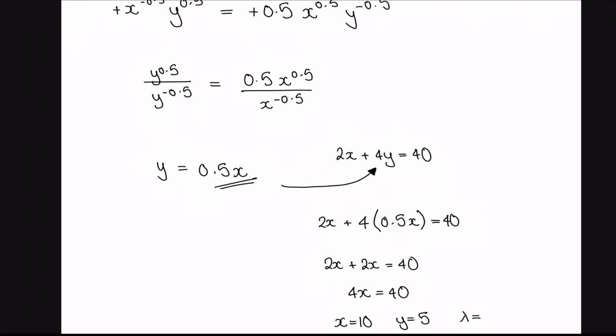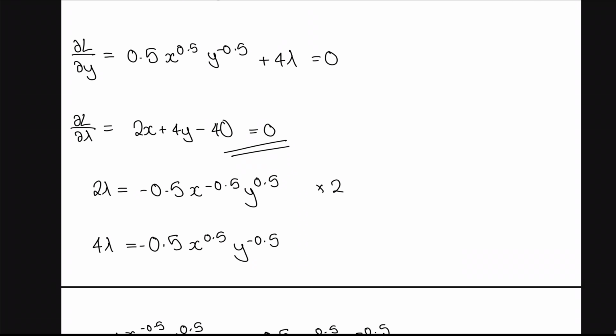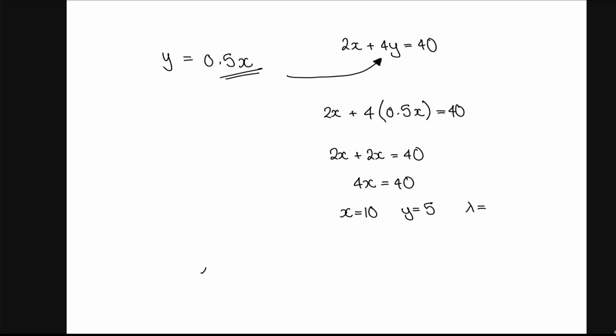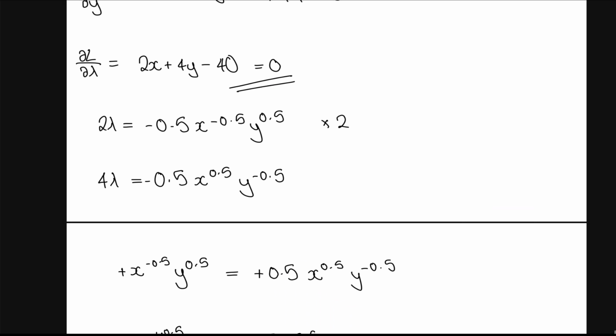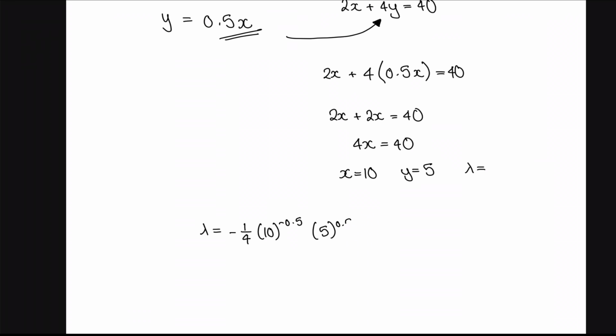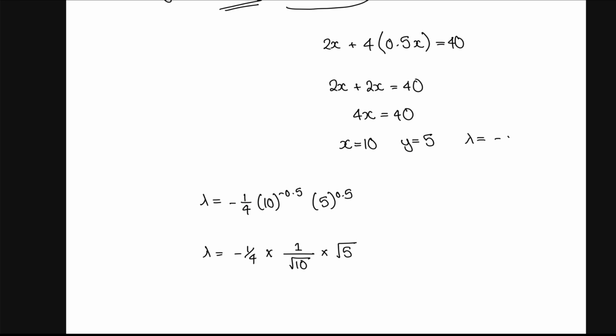And so lambda, if we substitute it into one of these equations, we get lambda is equal to minus 1 over 4 brackets 10 to the power of minus 0.5 and then 5 to the power of 0.5. So we get lambda is equal to minus 1 over 4 times 1 over root 10 times root 5, which is minus root 2 over 8.